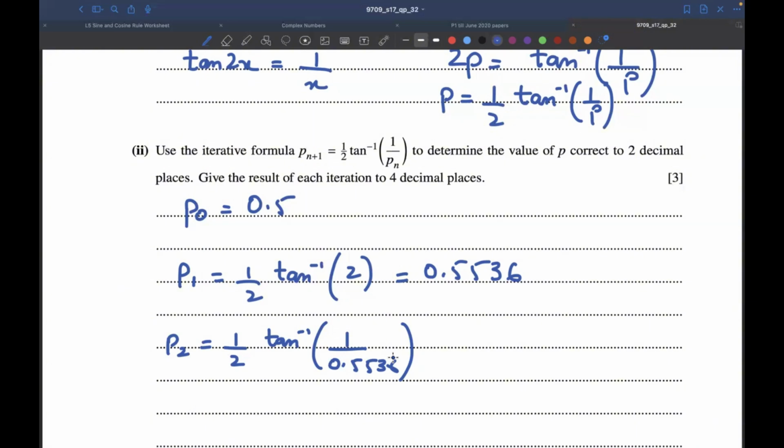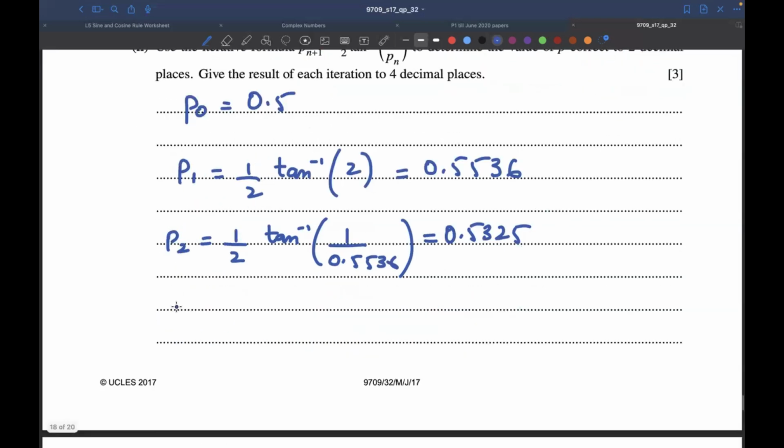Okay. And then dividing this answer by 2, we'll get 0.5325. So this will become 0.5325. Now substituting this again into the equation, we'll get the third value. So 1 upon 2 tan inverse of 1 upon 0.5325. So shift tan inverse of 1 upon 0.5325.